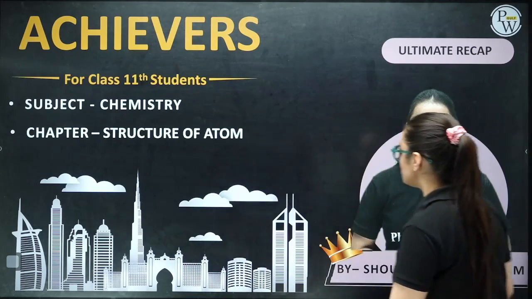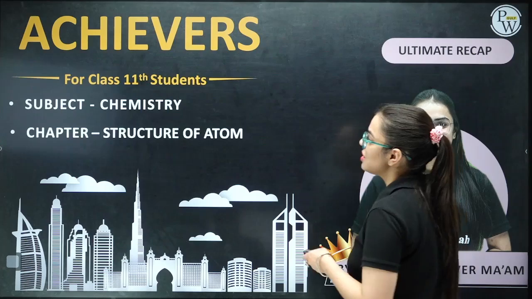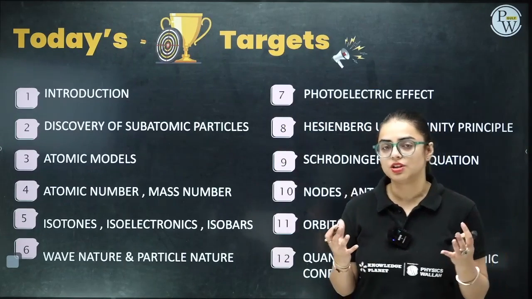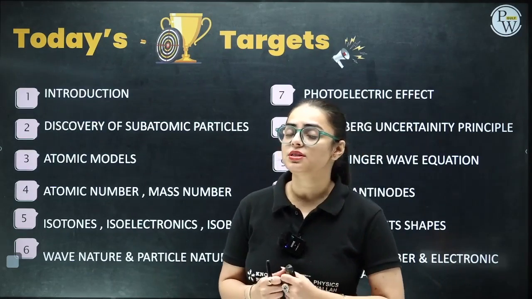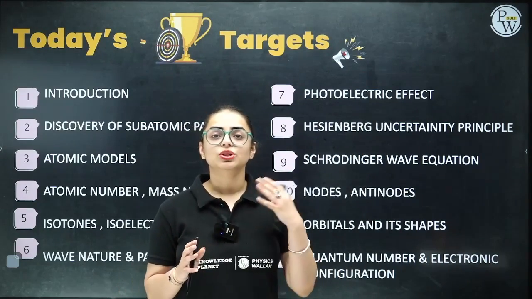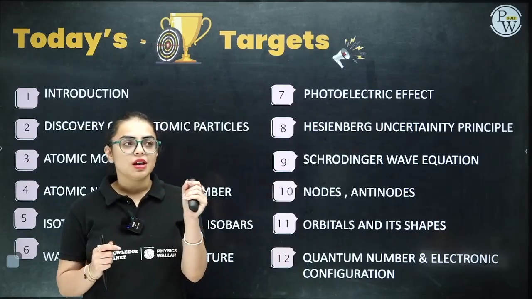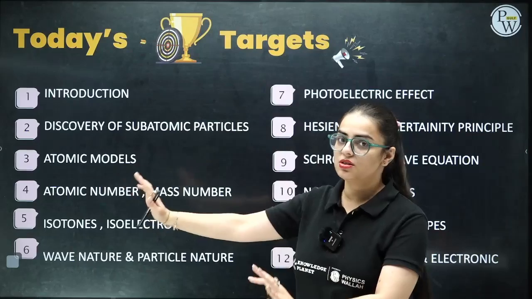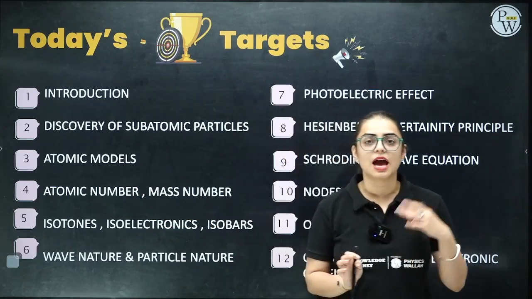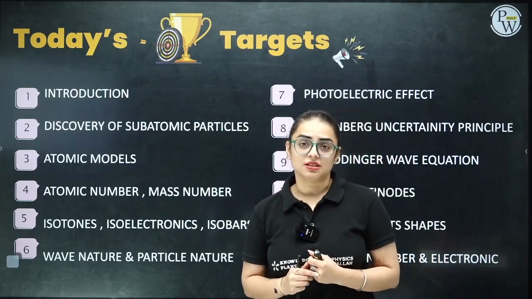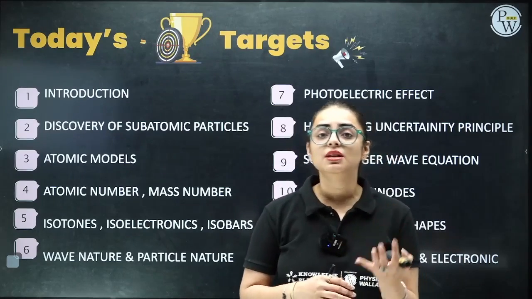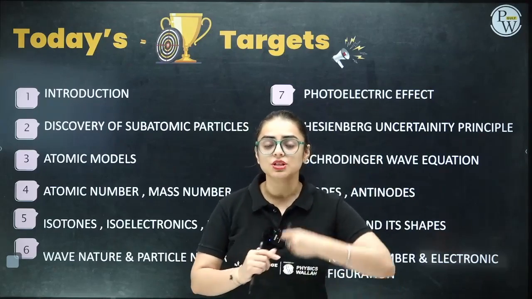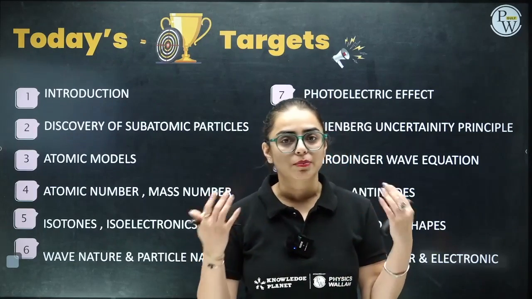Let me tell you what today's target is, students. First of all, we are going to do the introduction section, where we are going to understand about an atom, about the construction of an atom. We basically have an idea from chapter one, Some Basic Concepts of Chemistry, that an atom is an indivisible particle, but it is divisible. It has been further divided into three fundamental particles, that is electrons, protons and neutrons. So we will first of all be understanding about them.